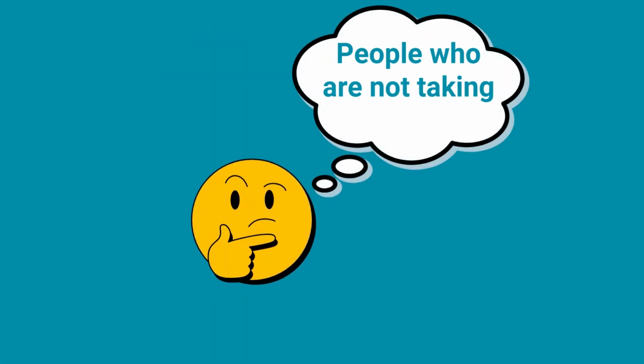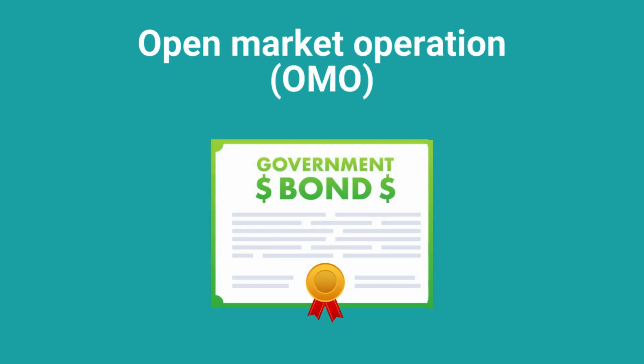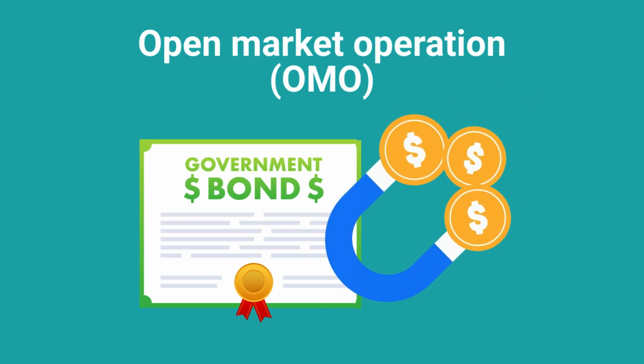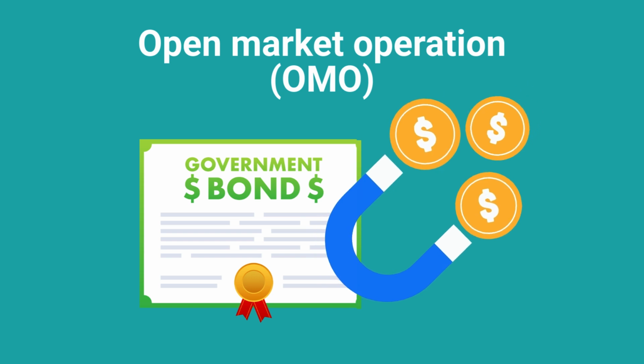But what about those people who are not taking loans from banks? For them, RBI uses a tool called Open Market Operation (OMO), where RBI sells government securities to absorb cash from the public.